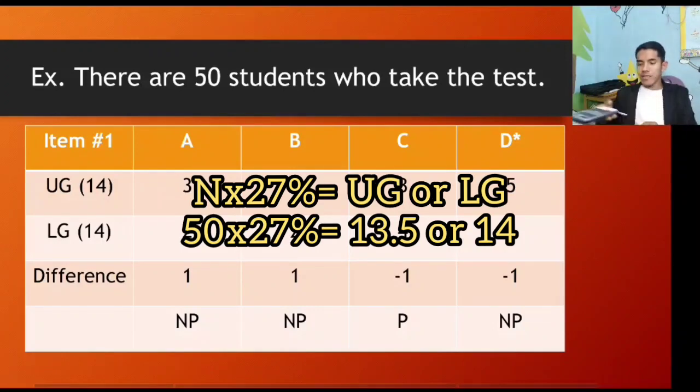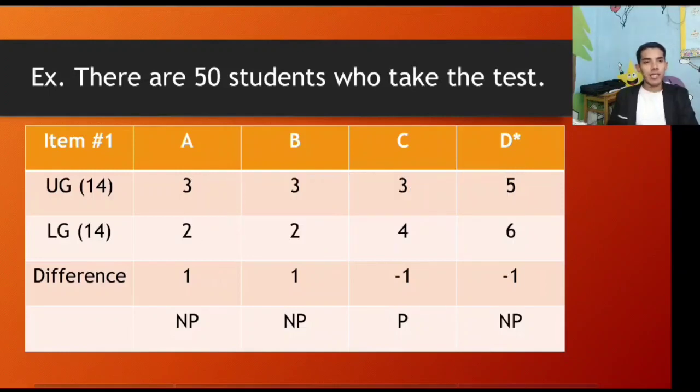Okay, so the answer is 13.5, but there are no students such as 0.5, so you have to round off to the nearest whole number. 13.5 yung lalabas kapag kinuha mo yung 27%. Kasi nga 13.5, meaning to say you have to round off. Kaya siya naging 14. So you have 14 from the upper group and 14 in the lower group. Okay po, yung number of students in the upper group and lower group may vary depending on the number of students who take the exam.